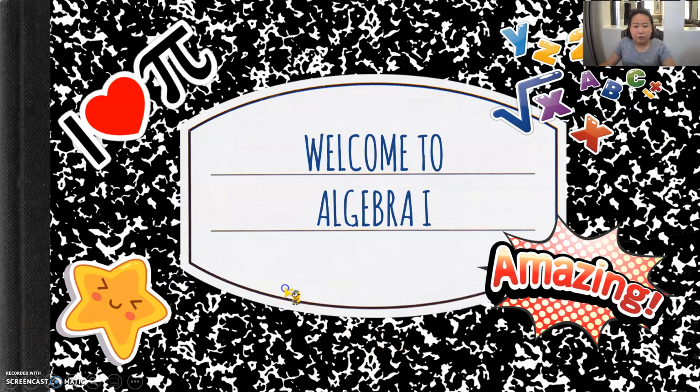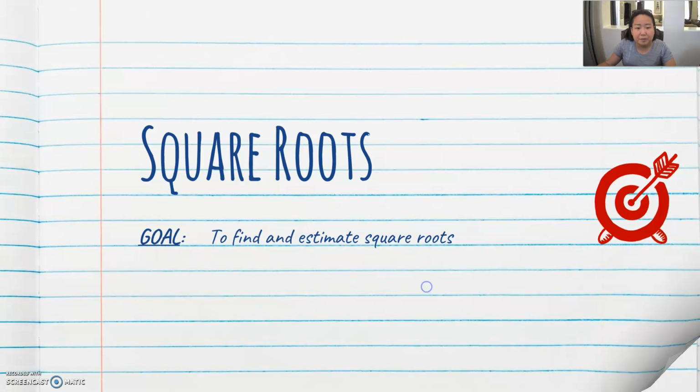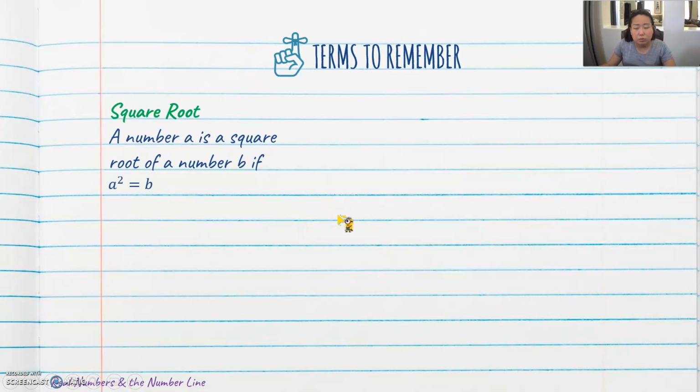Hi everybody. So our lesson for today will be about square roots, and our goal will be to find and estimate square roots. Now, a few terms that you need to remember. Square root. So what does it mean when we have a square root? A number A is a square root of another number, which is B, if we know that A squared is equal to B. So square root is whatever number that you multiply to itself, that will give you the other number.